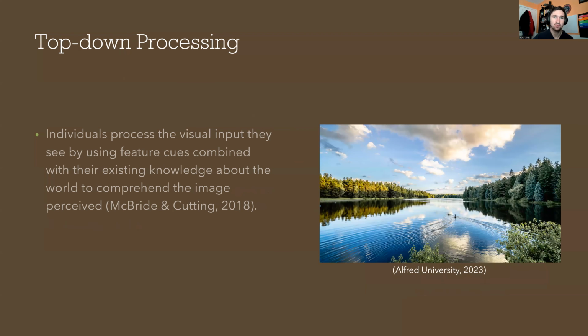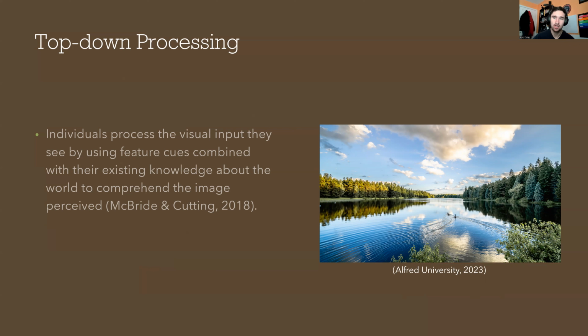And then we have top-down processing, which is the opposite in a sense of bottom-up processing. With top-down processing, we have some kind of basic knowledge about what we're already looking at. So we're using our existing knowledge of the world along with some basic feature cues to try to process what's happening.